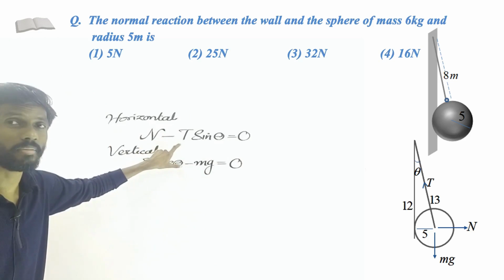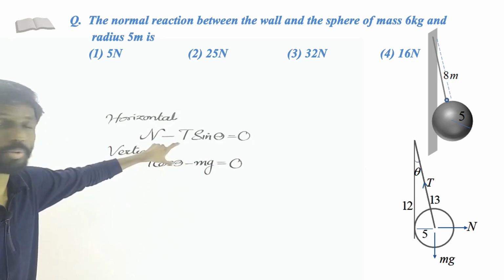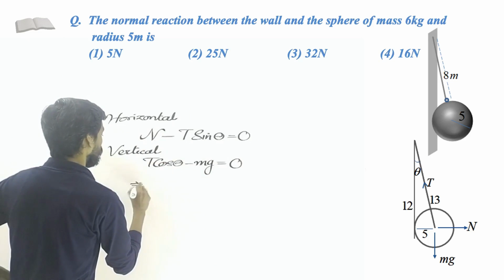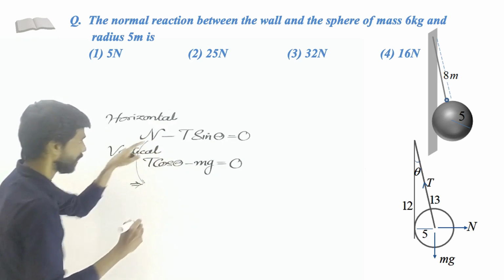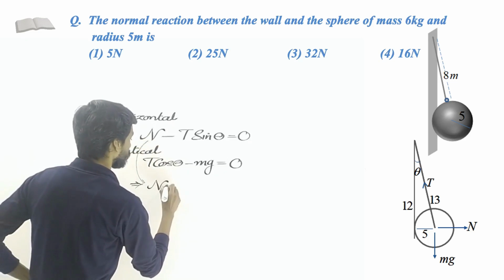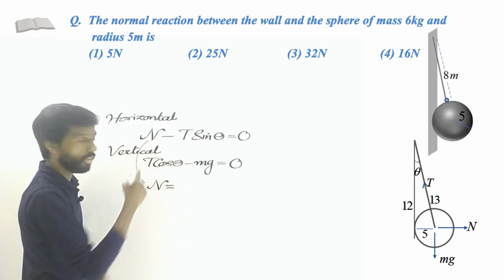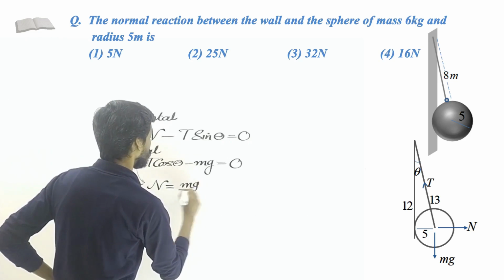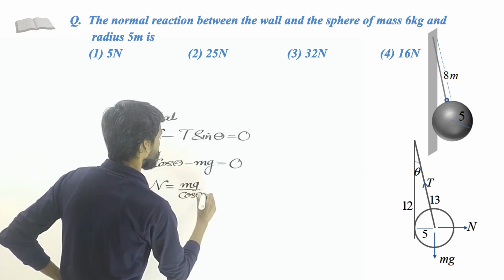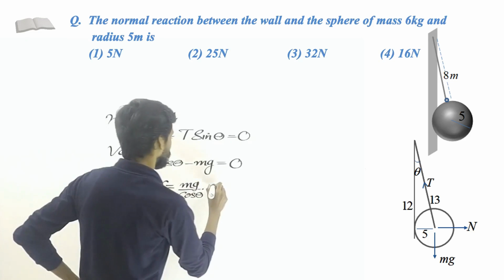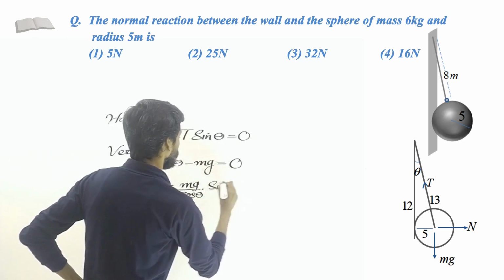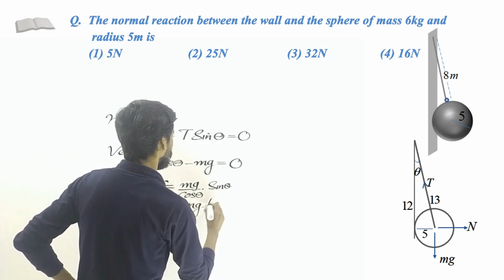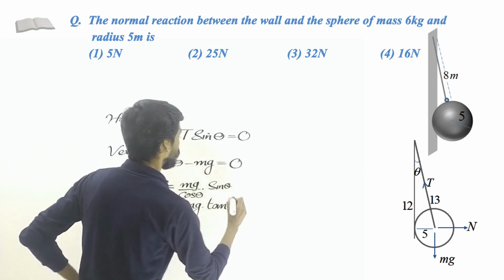So we don't need tension, which means the tension can be substituted here to get N. From this we can get N. So N equals T sin theta, but T can be calculated from this. So mg divided by cos theta, that is T, multiplied by this sin theta. So that means we get mg tan theta. So this is our required normal reaction.